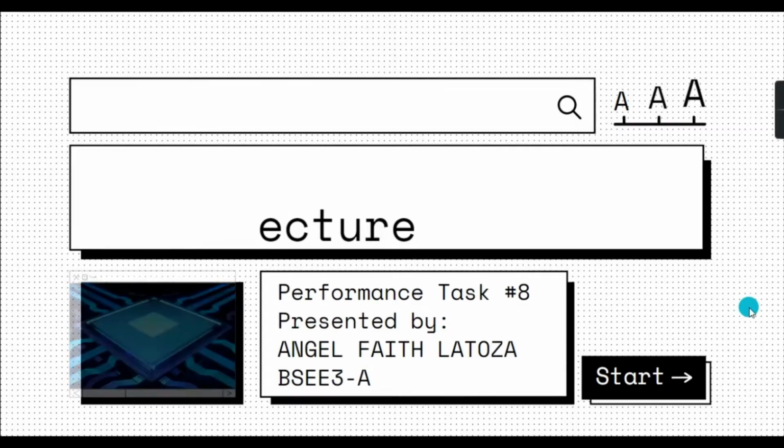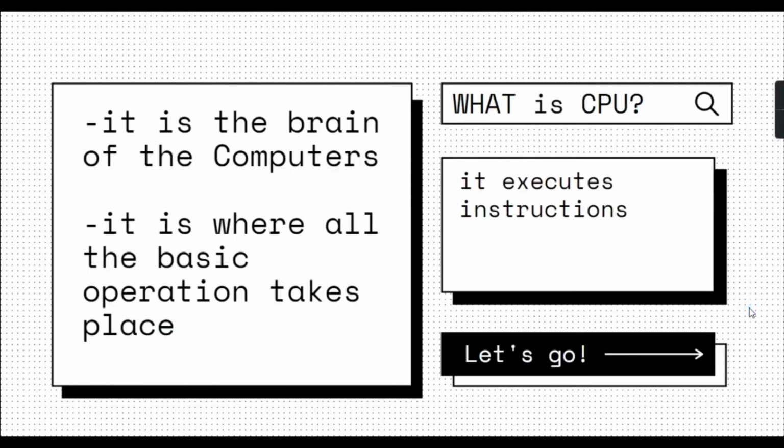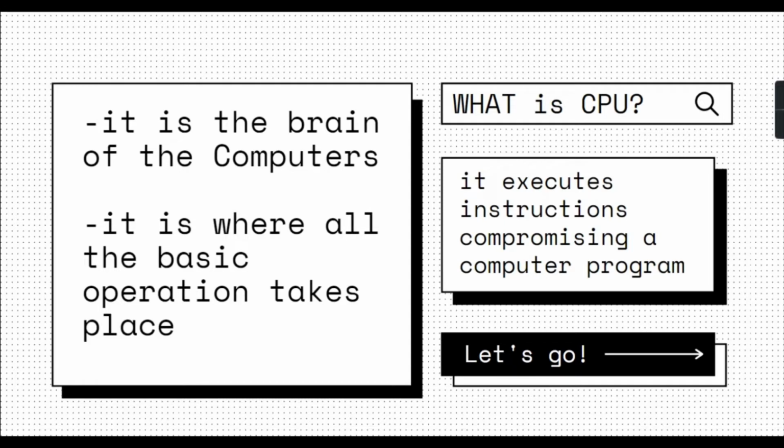So first, let's define what a CPU is. Central Processing Unit. It is the brain of the computers. In simplified words, it is the most important part of the computers. It is where all the basic operations take place. It executes instructions comprising a computer program.